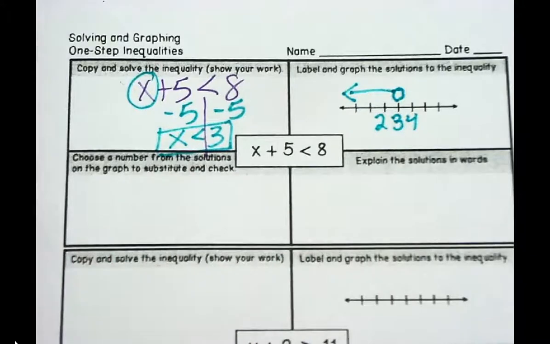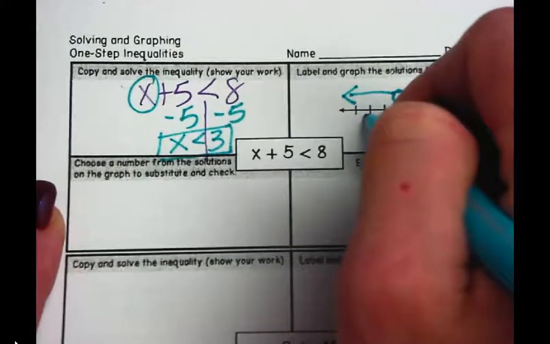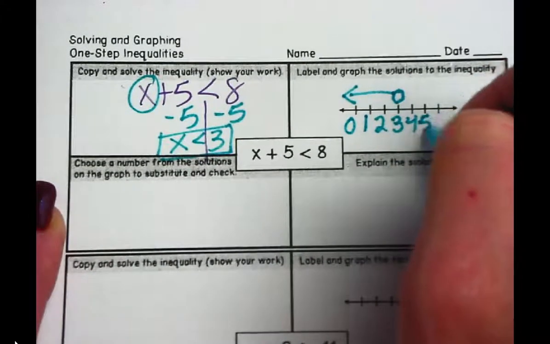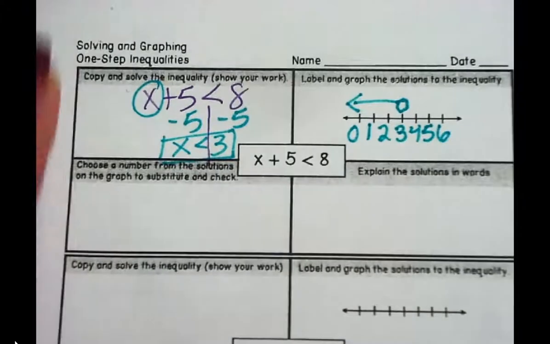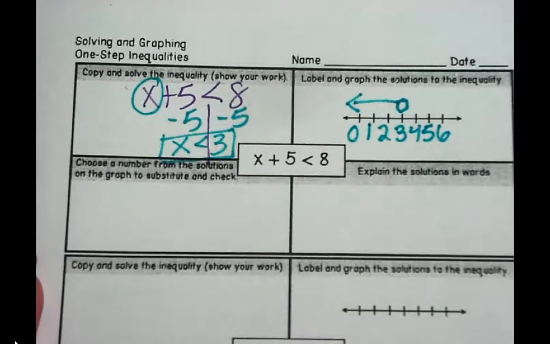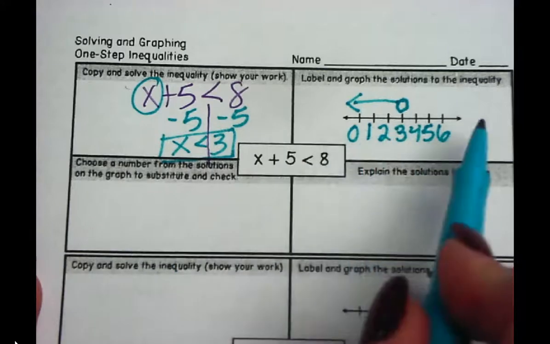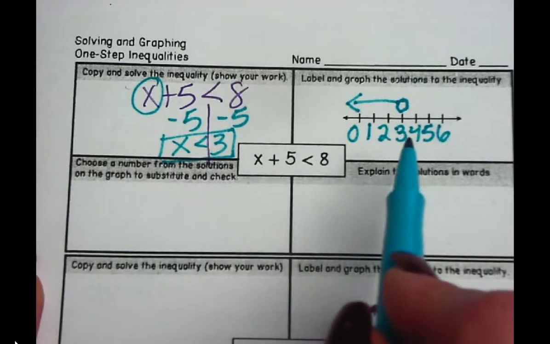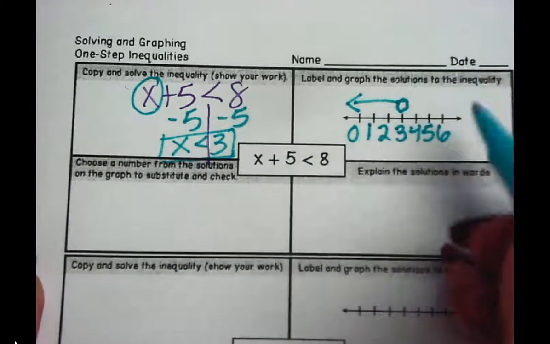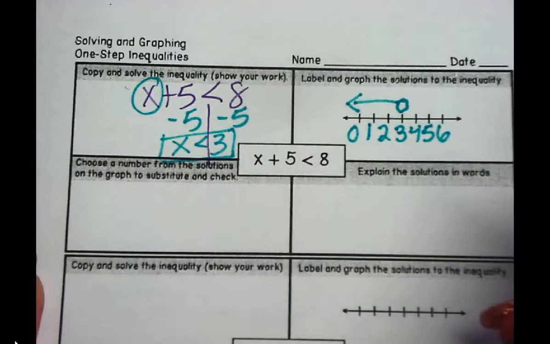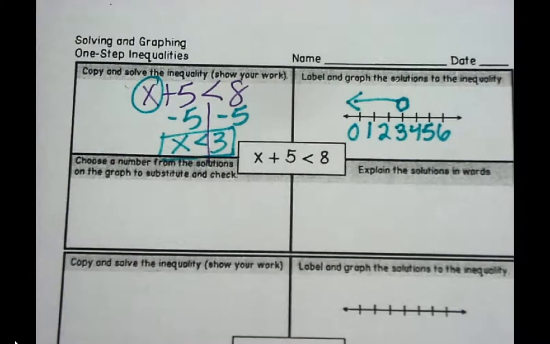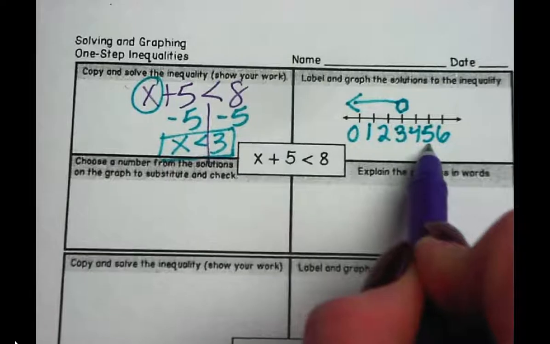And so now let's pick a number. And again, I'm just going to go ahead and fill in the rest of my number line. I'm going to choose a number from the solutions to substitute and check. Now this time, watch, I'm going to actually pick a different number. Let me show you what happens if you're wrong. Because sometimes people draw the arrow the wrong direction, and this is how you're going to catch yourself. So I'm actually going to pick 5 this time.